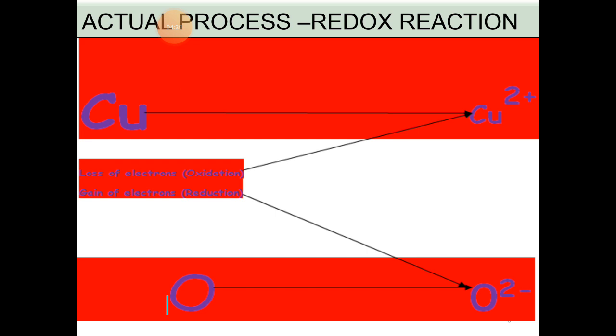Copper in its elemental state is neutral. So when the oxidation reduction process starts, copper loses electrons. So oxidation occurs, loss of electrons. You see, oxidation occurs and it becomes a copper dipositive cation. And in the case of oxygen, oxygen gains electrons. So gaining of electrons leads to reduction. So an oxygen di-negative ion is formed. This is the actual process of a redox reaction.